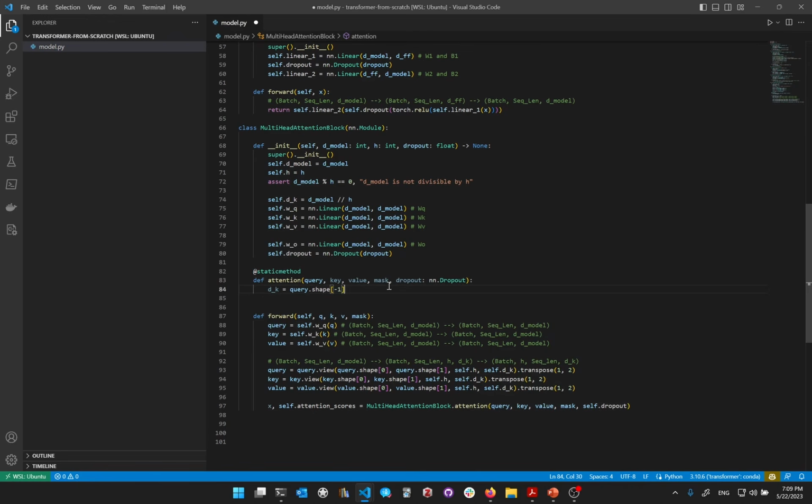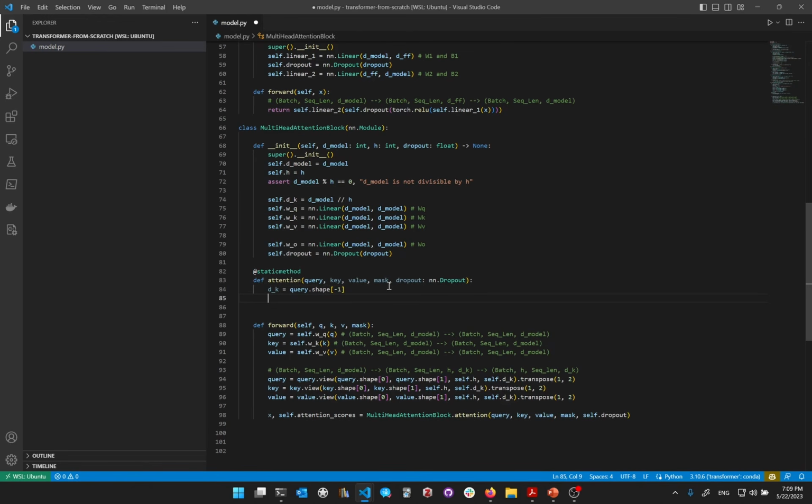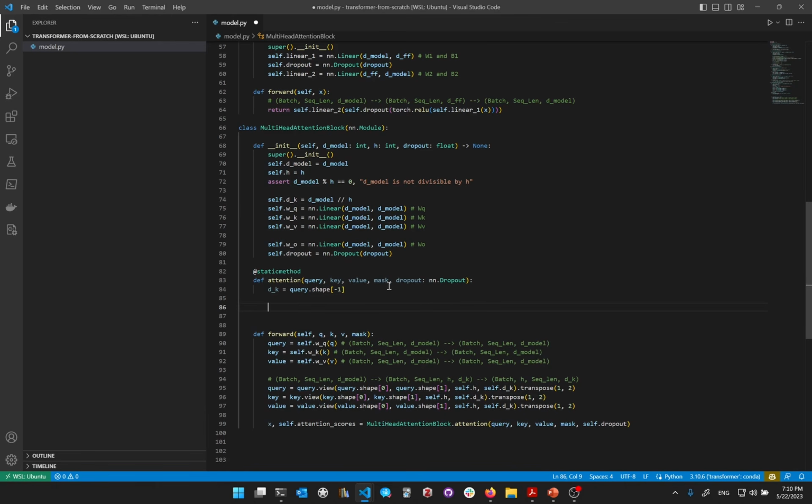Now let's go back here. So we have the dk. Now what we do is first we apply the first part of the formula, that is the query multiplied by the transpose of the key divided by the square root of dk. So these are our attention scores.